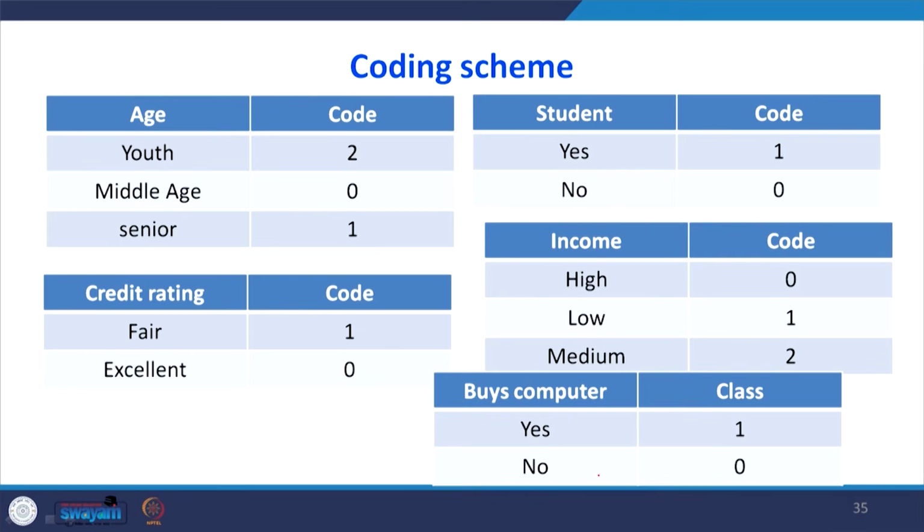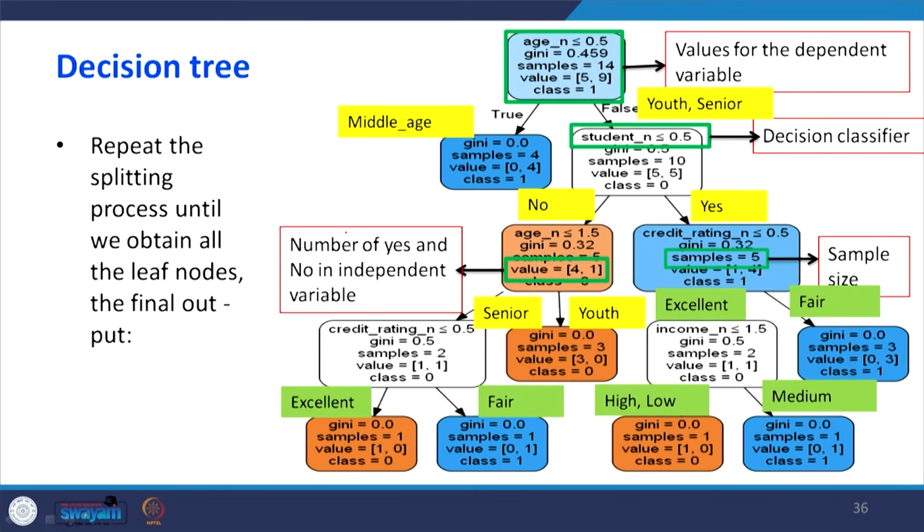There was one attribute called age, student, credit rating, income, buys computer. So, there are 4 independent variables, 1 dependent variable. Youth is coded as 2, middle age is 0, senior is 1. Because this coding is important for interpreting the output. This was our Python output.